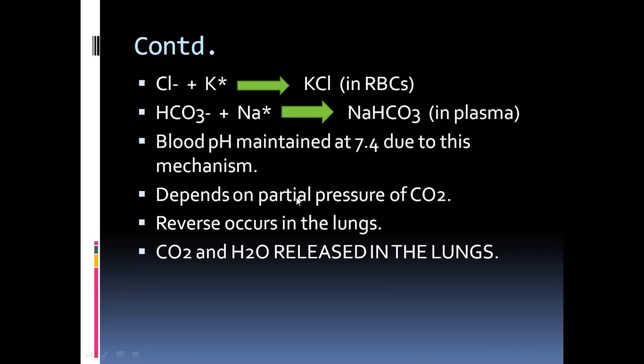This mechanism mainly depends on the partial pressure of oxygen. When we say partial pressure, it means the amount of the gas that is present over there. Where we have more carbon dioxide, we see a high partial pressure of carbon dioxide. Where we have less carbon dioxide and more oxygen, we see a high partial pressure of oxygen. Now keep in mind that hemoglobin favors the gas whose partial pressure is higher. In the tissues, the partial pressure of carbon dioxide is higher, so hemoglobin is going to take up carbon dioxide and drop oxygen off. In the lungs, the oxygen partial pressure is high, so hemoglobin is going to ignore carbon dioxide and take up oxygen. The reverse of this reaction takes place in the lungs. Carbon dioxide and water are released in the lungs.